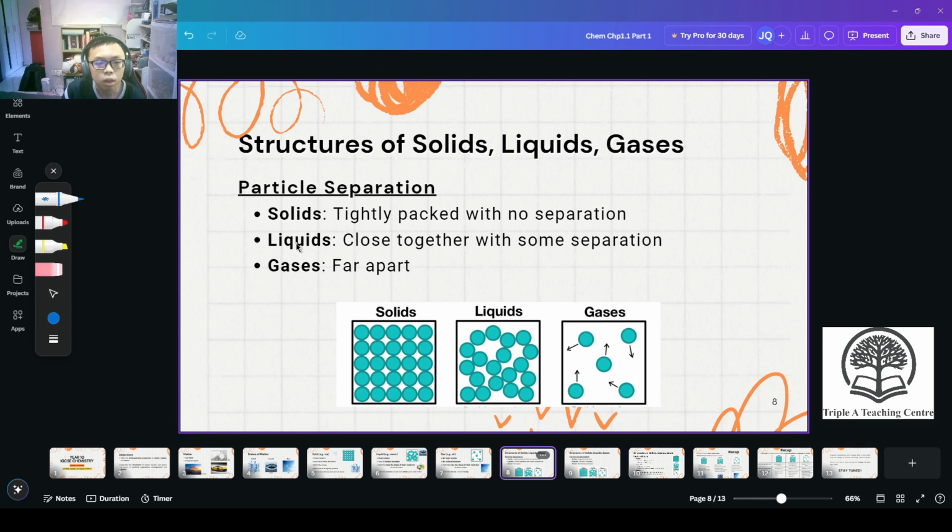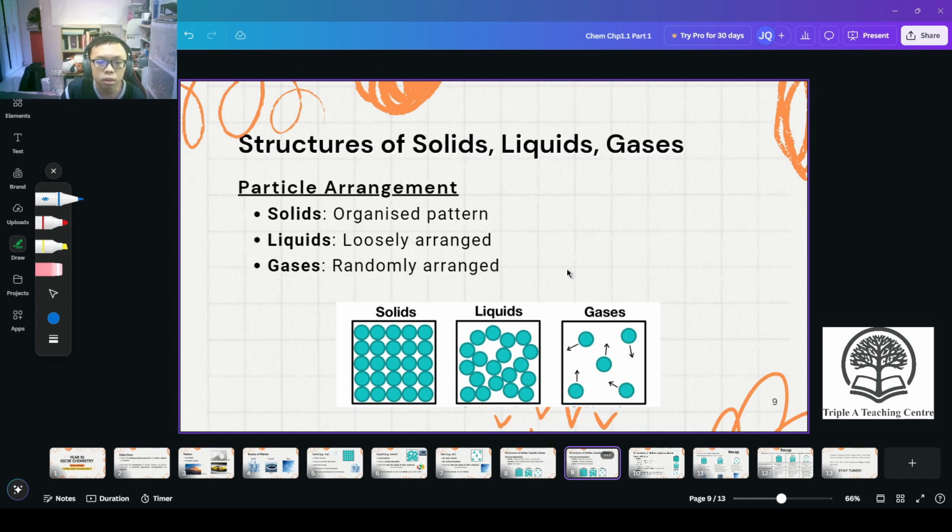not moving. For liquids, they are close together with some separation. Yeah, some separation because there are some spaces. There are still spaces. For gases, the particles are far apart. Yeah, because there are so many spaces, right? Okay, so this is in terms of particle separation.